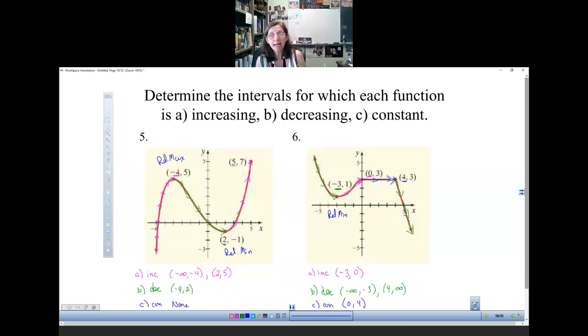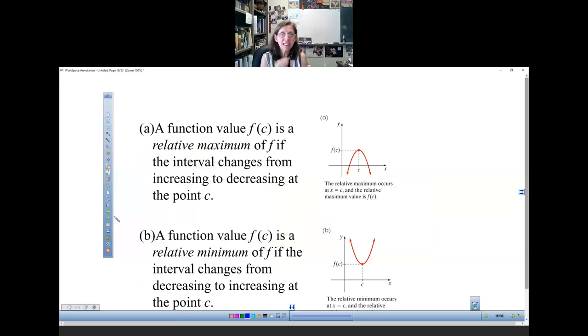So a maximum, and I show you that so I can point this out to you, a relative maximum is where the function changes from increasing to decreasing, and a relative minimum is where the function changes from decreasing to increasing. At those corners on the previous page, it changed from increasing to constant and constant to decreasing.